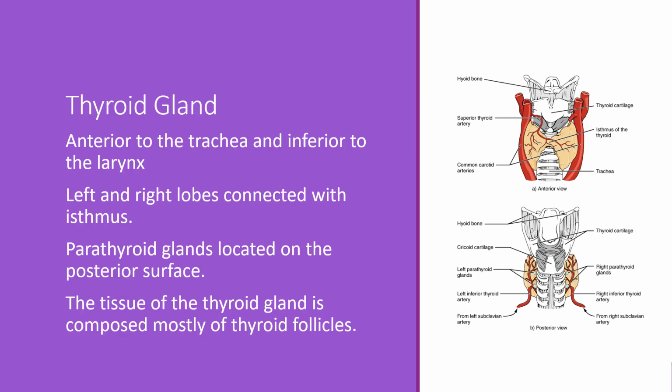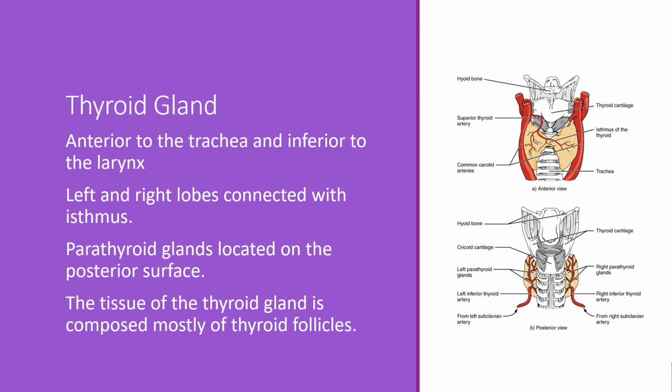Thyroid gland. Your thyroid gland is found on top of your trachea in your neck, below your voice box or your larynx. There are two sides to it, a right and left lobe, and they're connected by a strip of tissue called the isthmus, which is just difficult to say.